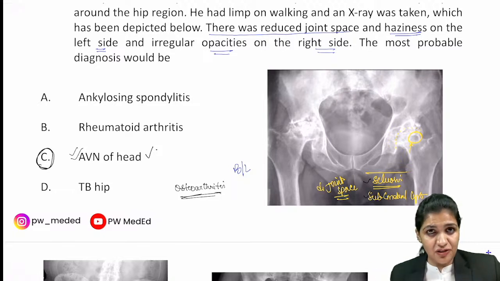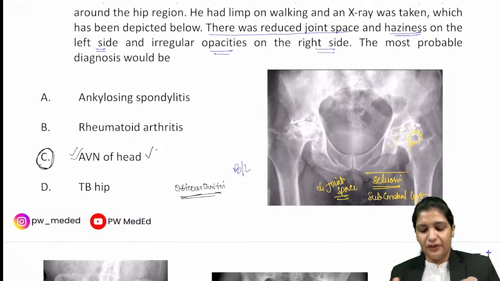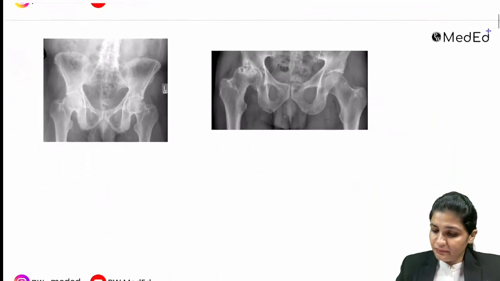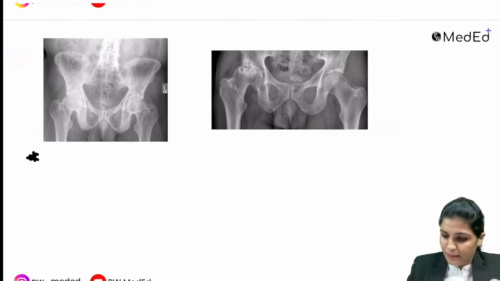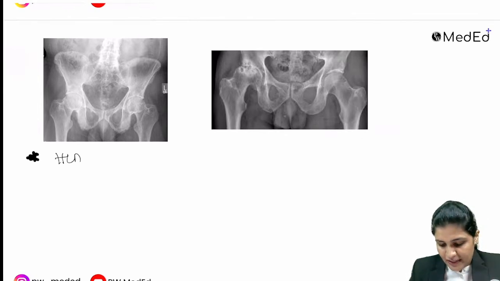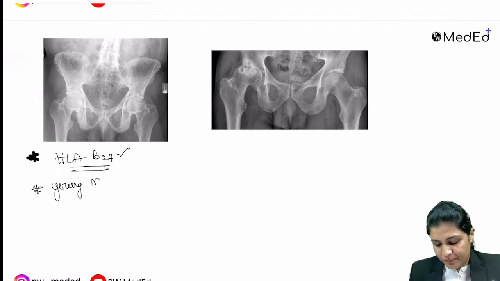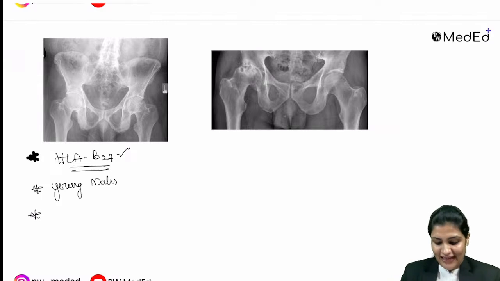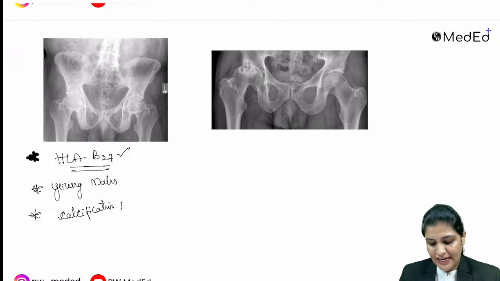And why could it be ankylosing spondylitis? If you remember, ankylosing spondylitis is associated with HLA-B27, and it is usually seen in young males. The most important feature of ankylosing spondylitis is calcification. You see a huge amount of ossifications and calcifications occurring, and mainly this is seen in your axial spine.